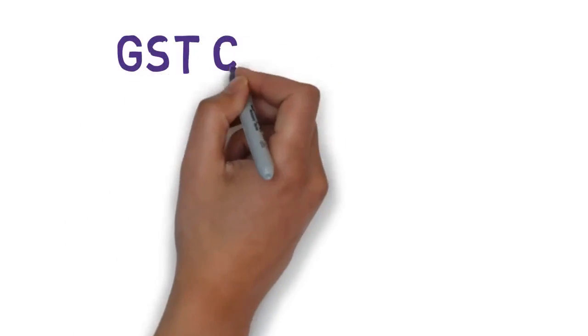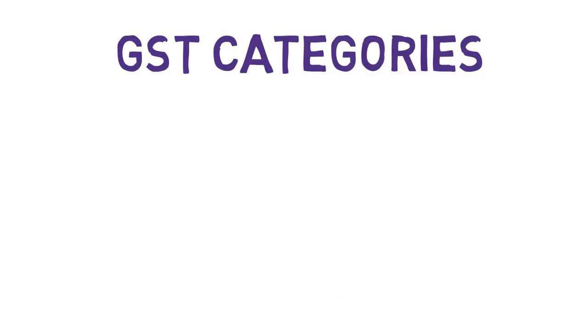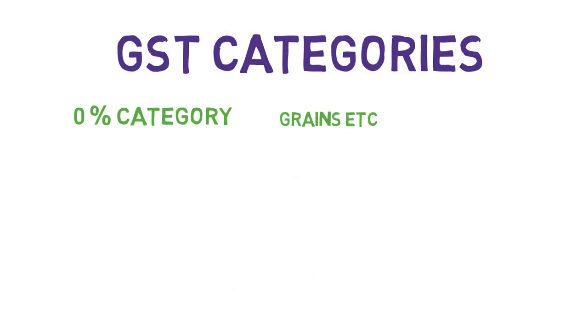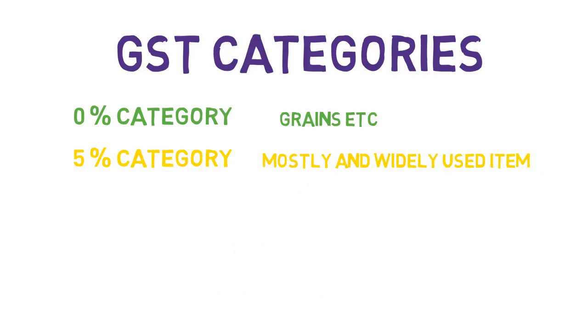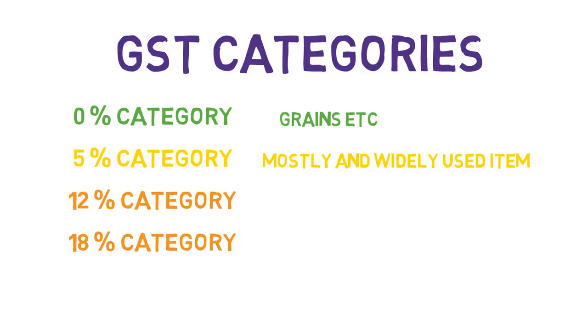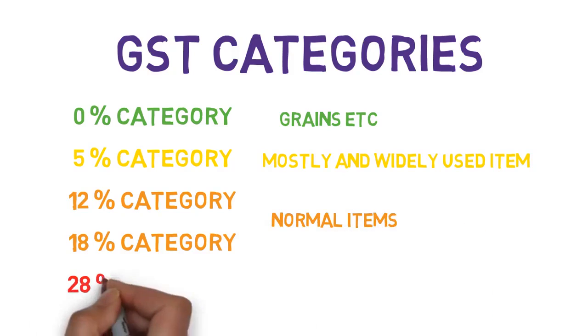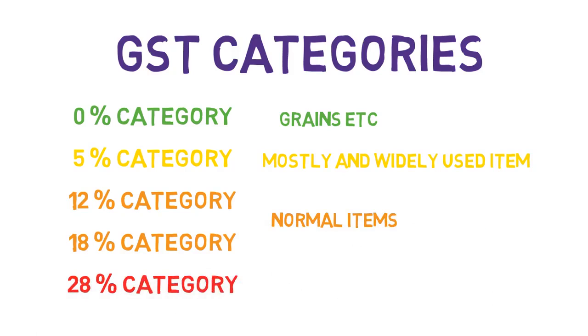We will also have 5 categories in GST in India. 0% category, which will apply on food grains, etc. 5% category, which will apply mostly on widely used items. 12 and 18% categories, which will apply on items which are normally used. 28% category, which will apply on luxurious items.